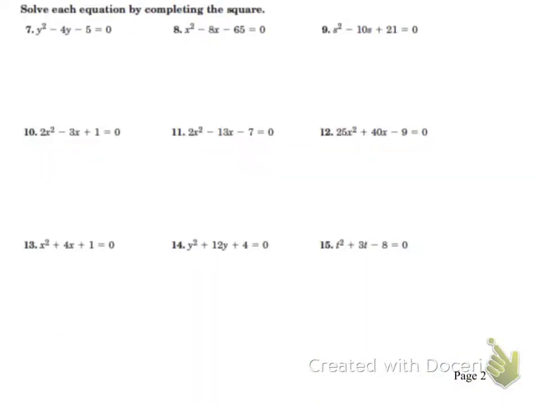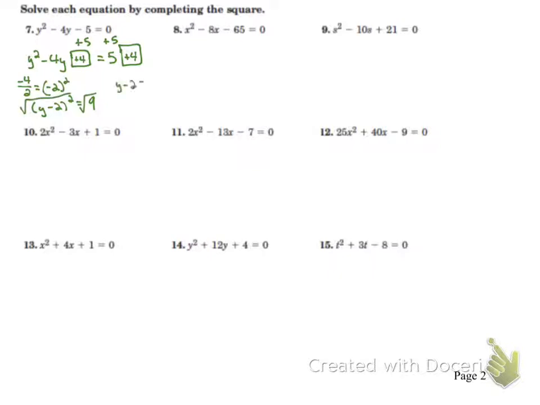Alright, solve each equation by completing the square. I'm going to do some examples for you. First, I will add 5, which will give me y squared minus 4y box equals 5 box. Take -4, divide it by 2, which gives me -2. I then square it, which gives me 4. I put the 4 in the boxes. So I'll now have y minus 2 squared equals 9.